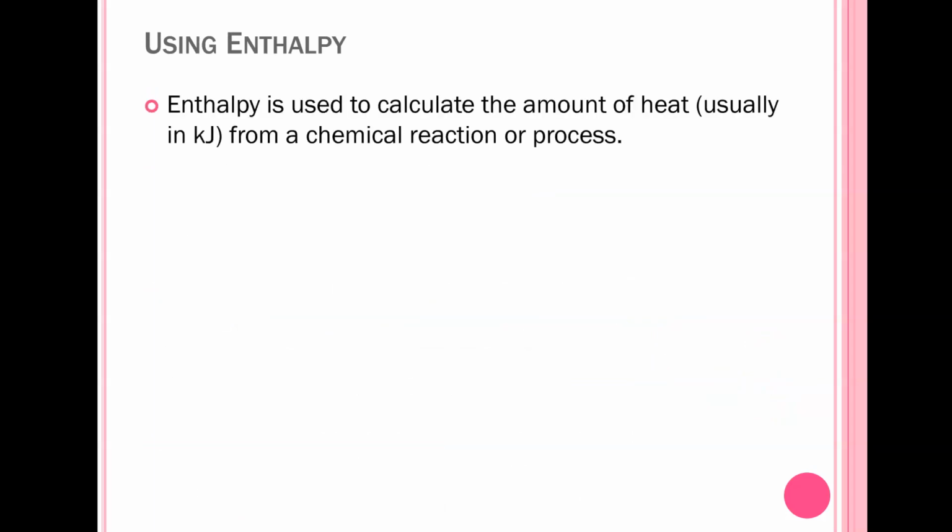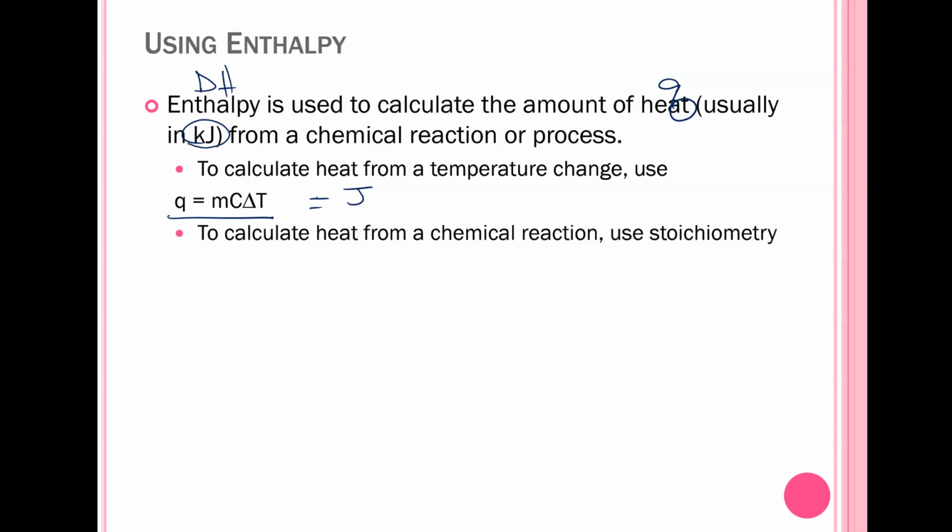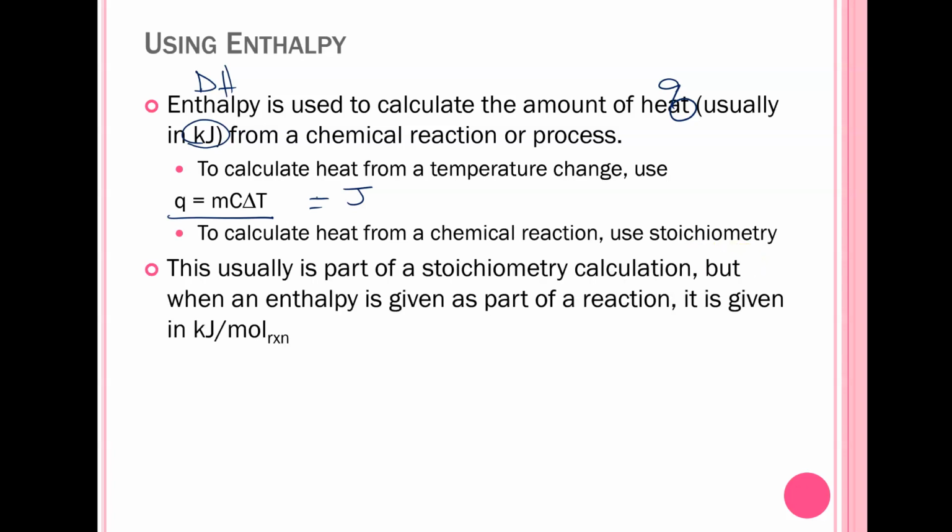When you use enthalpy, it's usually used one of two ways. Either you're calculating the enthalpy or you're calculating the amount of heat. This is delta H, that's heat. And it's usually from a chemical reaction or a process. To calculate the heat from a temperature change, this is what you're going to use. These usually are in joules. This is usually in kilojoules because chemical reactions produce a whole lot more heat than a temperature change. So to calculate the heat from a chemical reaction, you're going to use stoichiometry. And you're going to use an enthalpy term as one of your conversions, and I'll show you how that's done.